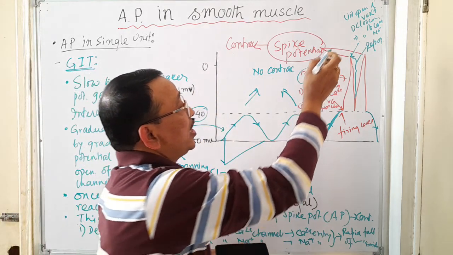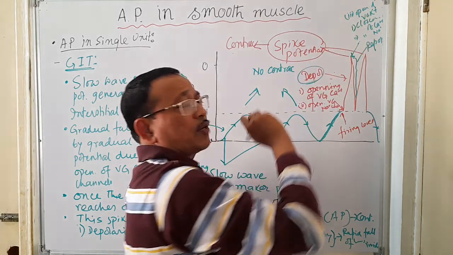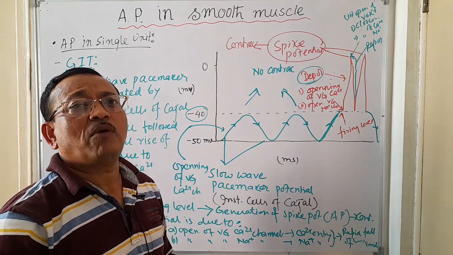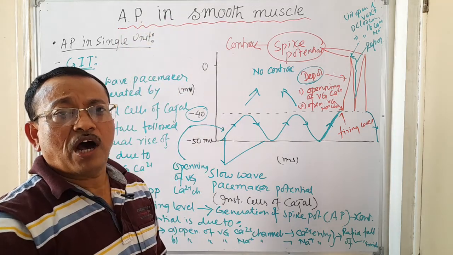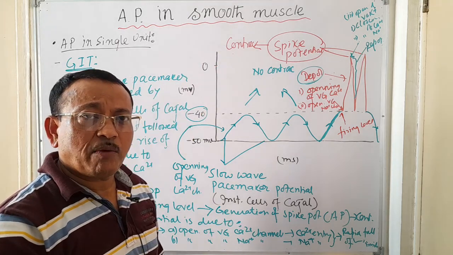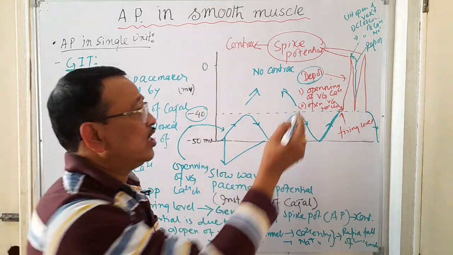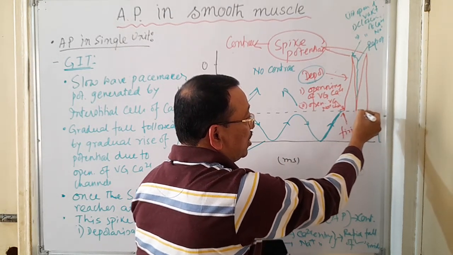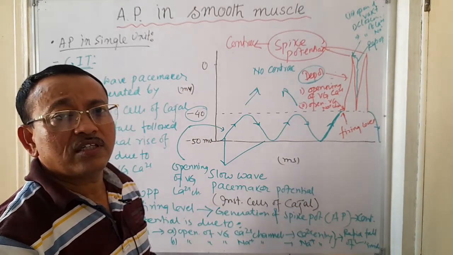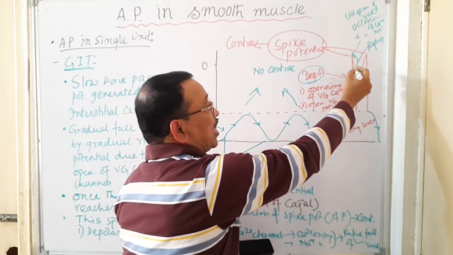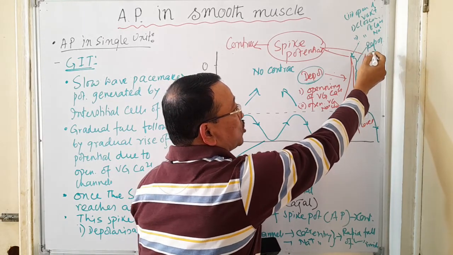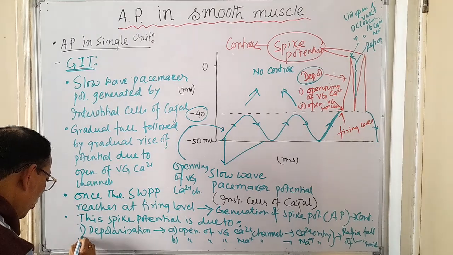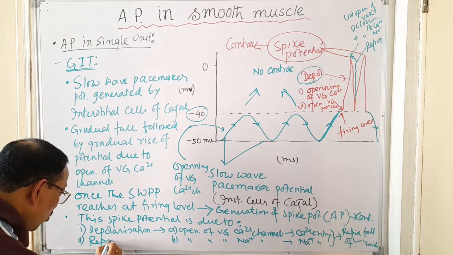On the other hand, due to the opening of the voltage gated potassium channels, and as the potassium concentration is very high inside, potassium ions will go out. As the positive ions go out, there is a rapid fall of the inside electropositivity towards minus 40 millivolt, and that is the factor responsible for repolarization. So the second part of the spike potential is known as the repolarization.